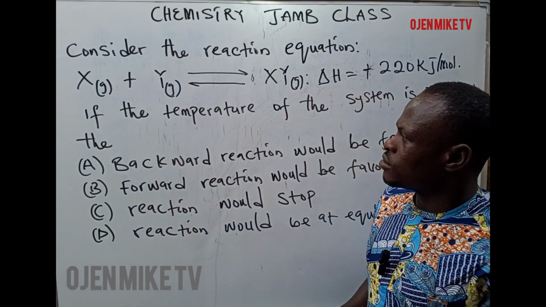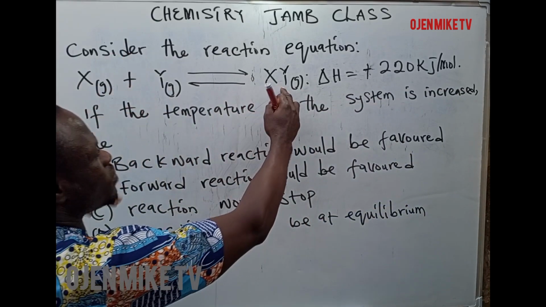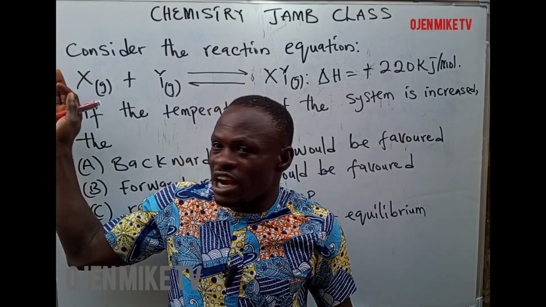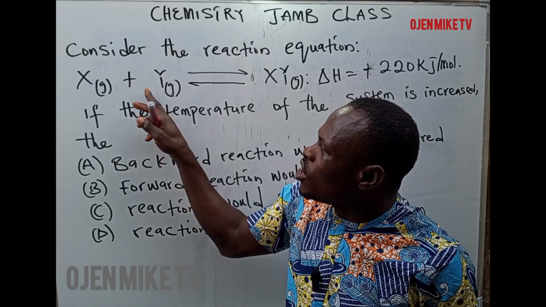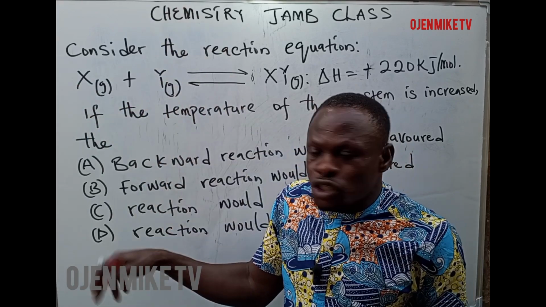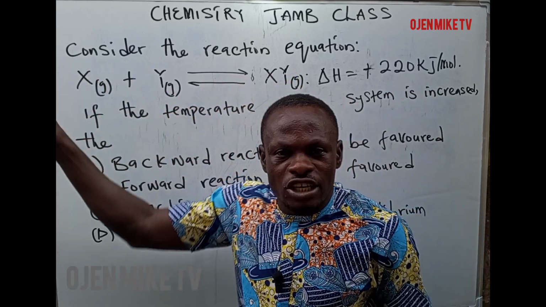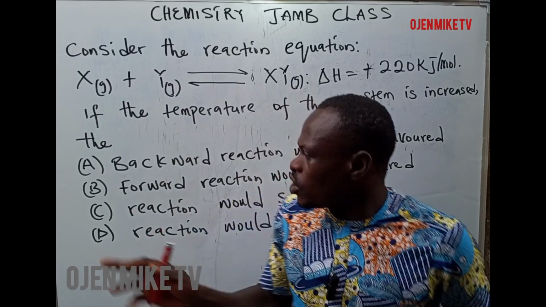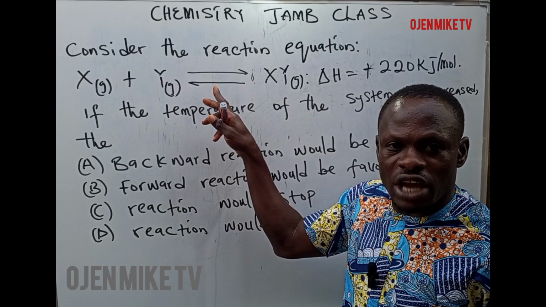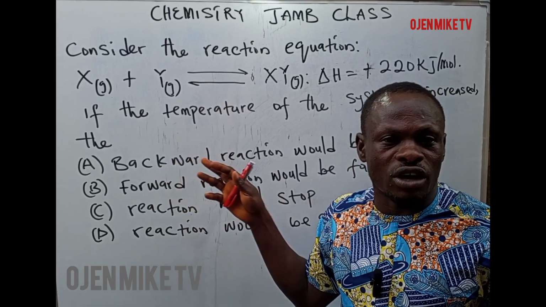Now, if you look at it, we have two sides in this reaction equation: the right hand side and the left hand side. If you look at me, this is my right and this is my left. So when you increase the temperature, this right side will be favored. But when you decrease the temperature, this left side will be favored. Here they didn't say the right side is favored or the left side is favored. According to the reaction equation, they say the backward reaction is favored, or the forward reaction is favored.